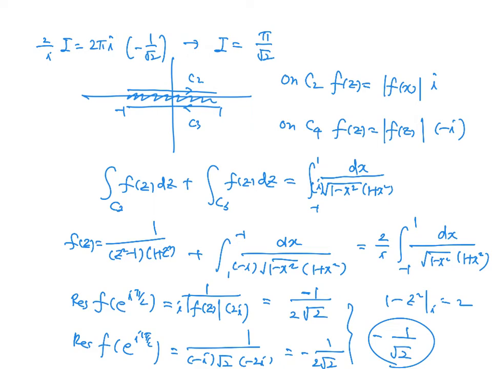Right, pi over square root of 2. So, it's amazing, right? So that means the integral from minus 1 to 1 of root 1 minus x squared over 1 plus x squared dx is again pi over square root of 2. So again pi.